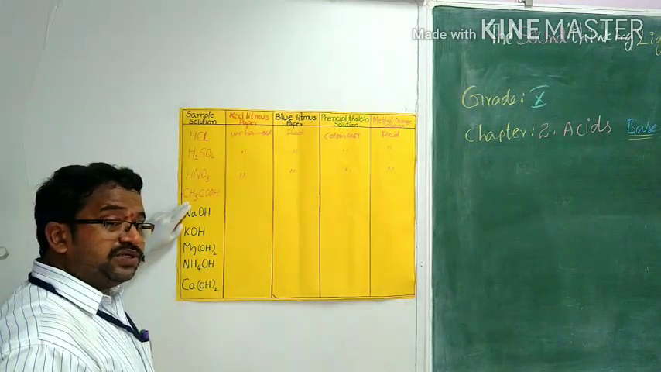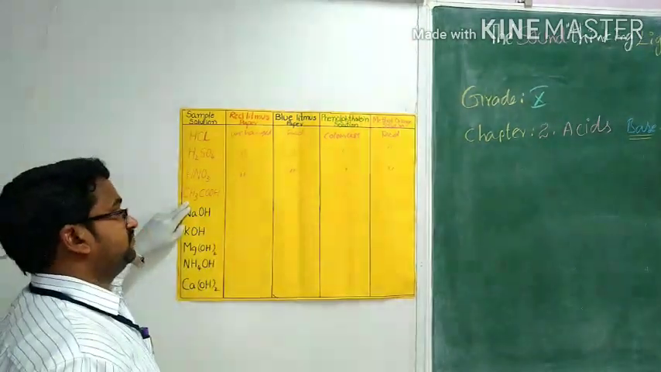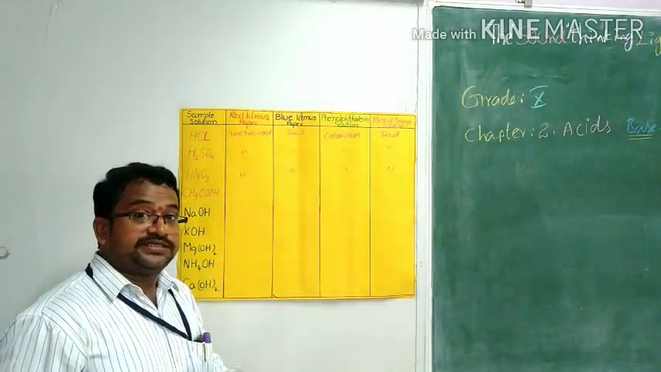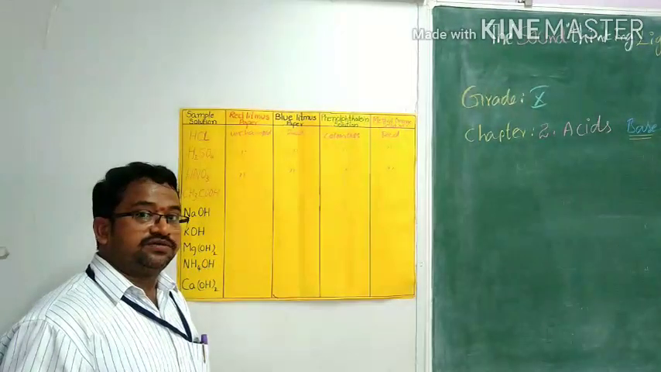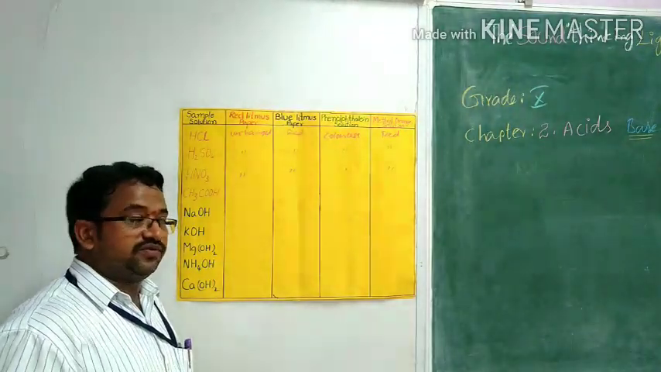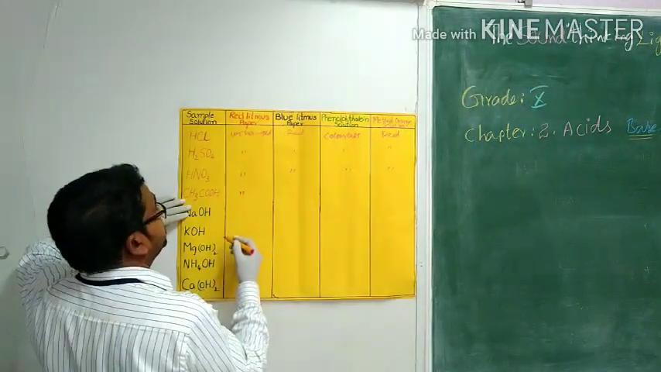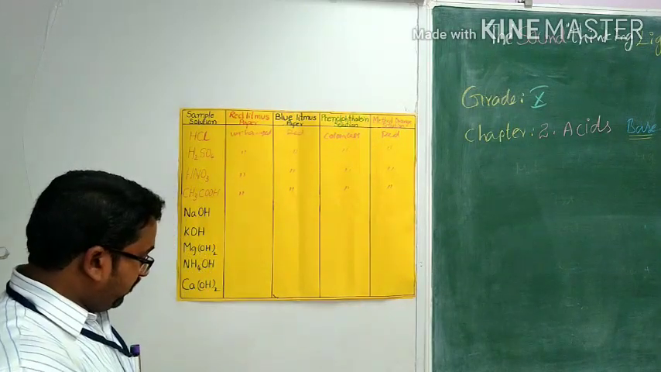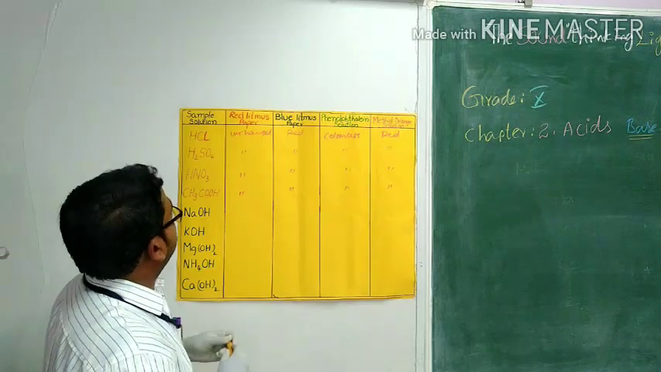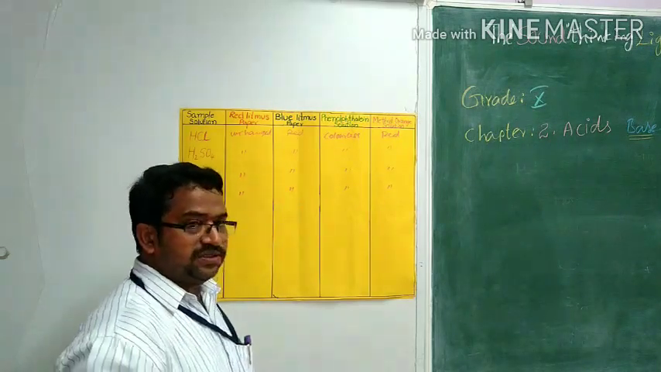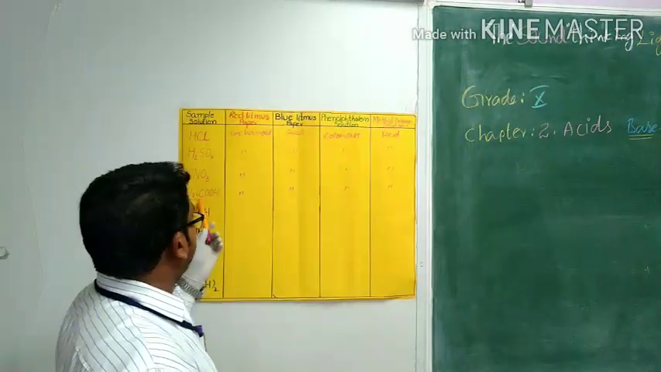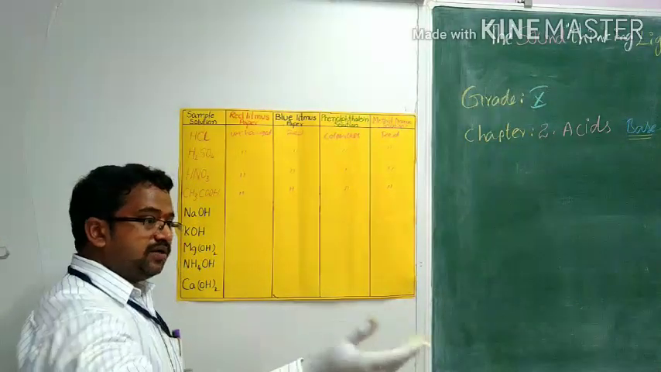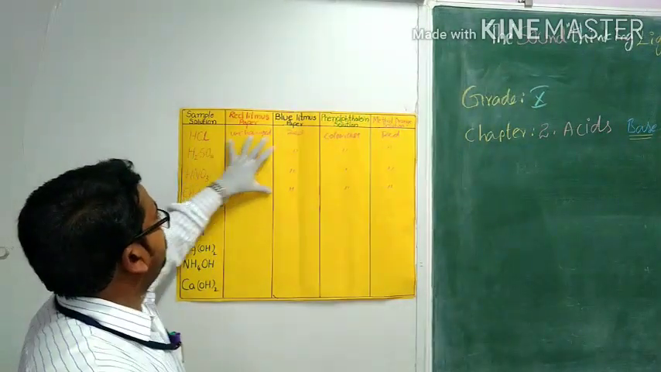Acetic acid, 5 to 8% of acetic acid is vinegar. Have you seen the vinegar? In gobi manchurian and so on, they add some colorless solution. That's vinegar, 5 to 8% acetic acid. Now it is also acid. Sometimes highly diluted acetic acid may not change the blue litmus into red, because fewer H plus ions will be there. In higher classes you will learn about it. These are about acids.